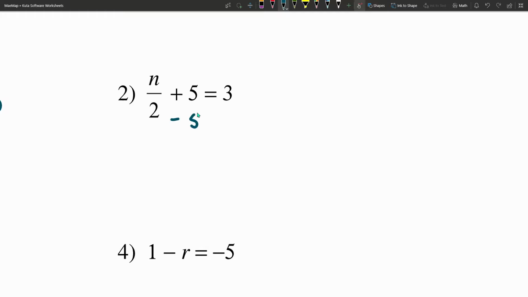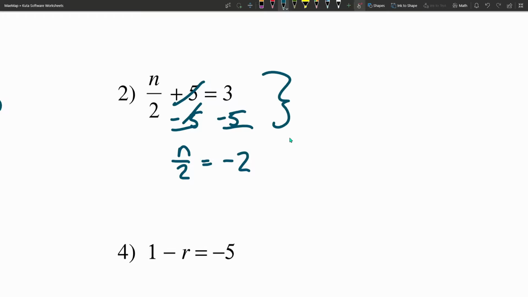So subtracting 5 from both sides, since the 5 is added, that's going to give me n divided by 2 on my left-hand side equals 3 minus 5. That's a negative 2. That was my first step right here. Now my second step, in order to isolate my n, if n is divided by 2, I need to multiply both sides by 2.